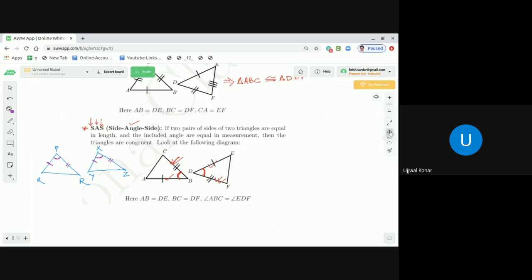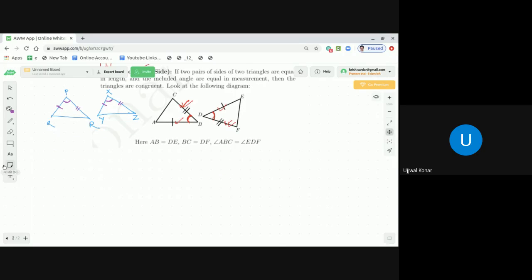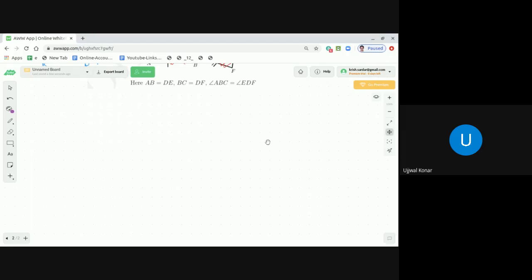Now the next point we are going to discuss, dear students, is the next rule of congruency, called the ASA Congruency Rule. I am going to show you what ASA congruency is. So let me write down the statement first, and then let me explain further.